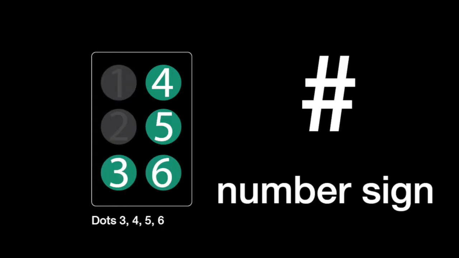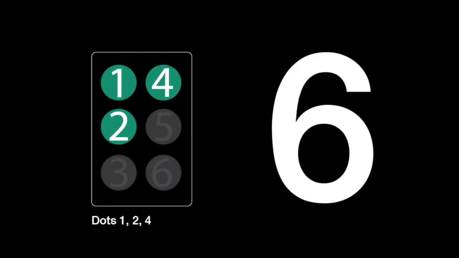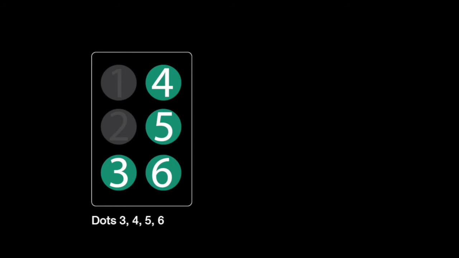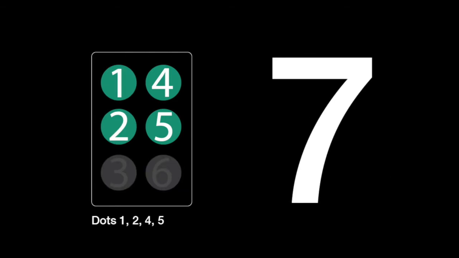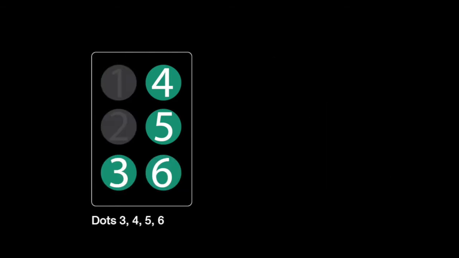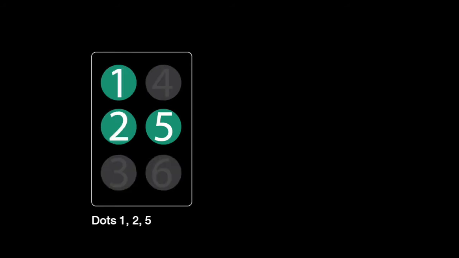6 is a number sign, dots 3, 4, 5, and 6 and F, dots 1, 2, and 4. Dots 3, 4, 5, and 6 plus dots 1, 2, 4, and 5. 7 is a number sign, dots 3, 4, 5, and 6 plus G, dots 1, 2, 4, and 5. Dots 3, 4, 5, and 6 plus dots 1, 2, and 5.